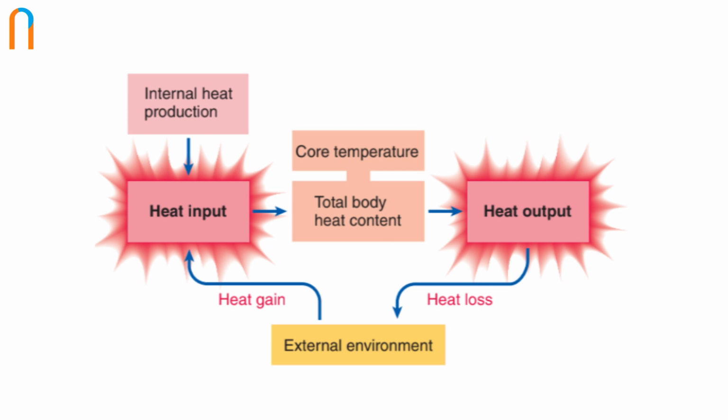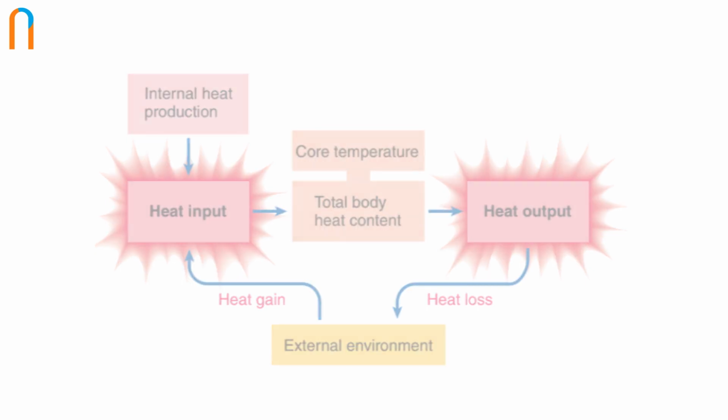Recall that most of the body's energy expenditure ultimately appears as heat. This heat is important in maintaining core temperature. In fact, usually more heat is generated than required to maintain normal body temperature, so the excess heat must be eliminated. Heat output occurs by way of heat loss from exposed body surface to the external environment.